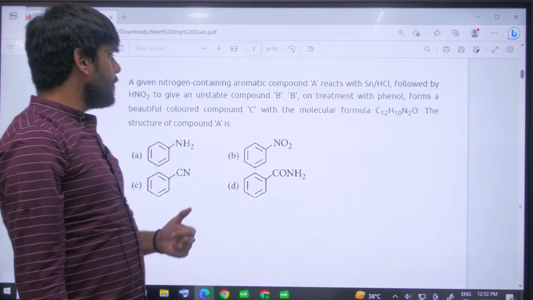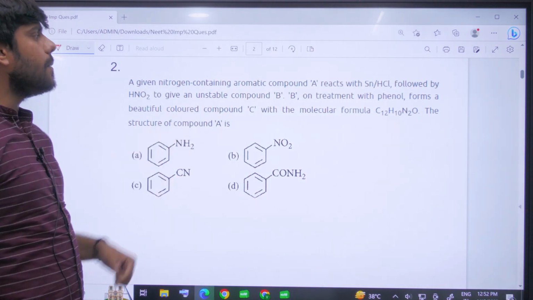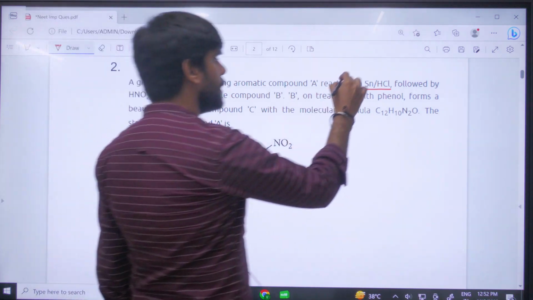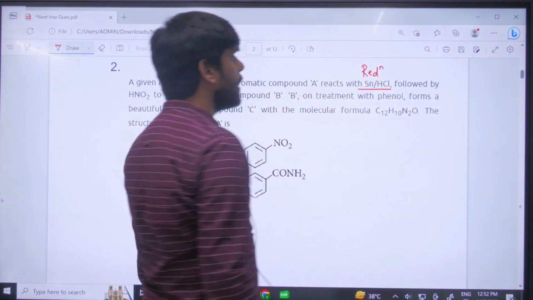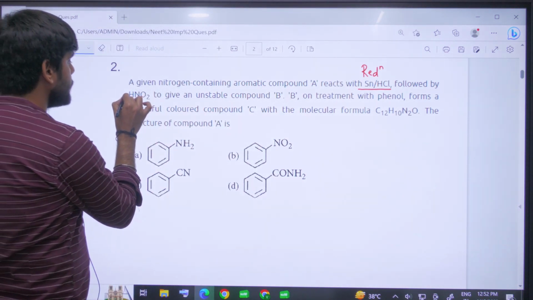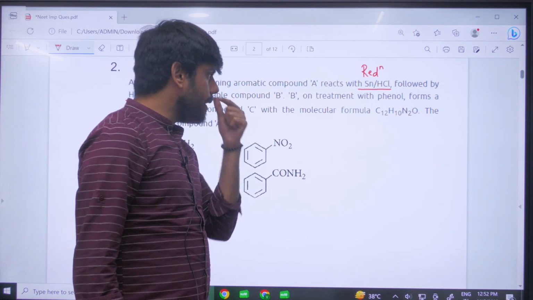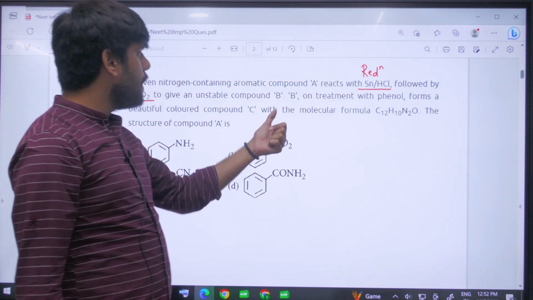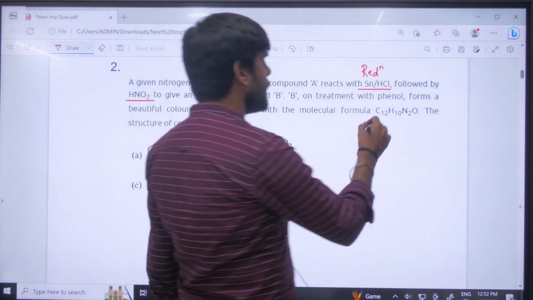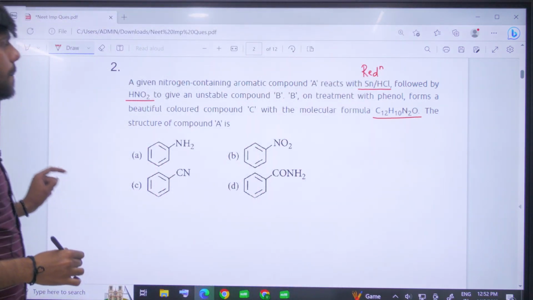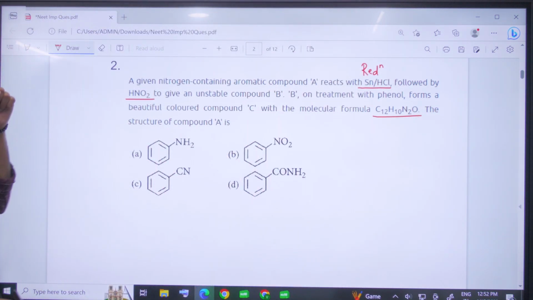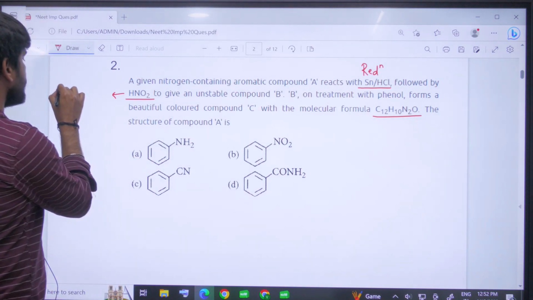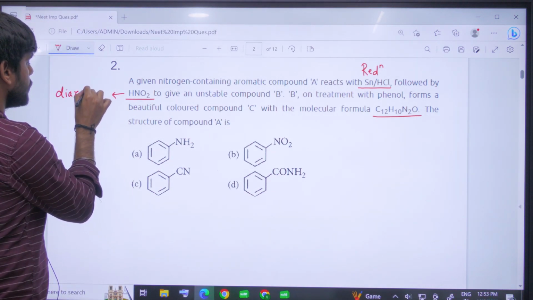Next question is: a given nitrogen containing aromatic compound A reacts with Sn and HCl. This is again for the reduction. Followed by HNO2 to give an unstable compound B. B on treatment with phenol forms a beautiful colored compound C with the molecular formula C12H10N2O. And the structure of the compound A is? Now, if you see carefully, this HNO2 is basically used for the diazotization reaction. Yes, diazotization reaction.